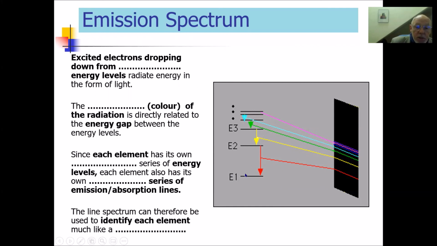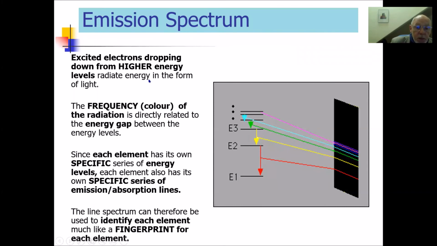So that's in pictures, and here we've got it in words. Electrons dropping from higher energy levels radiate energy. The frequency or the color of the radiation is directly related to the gaps in energy, because each element has a specific series of energy levels. They therefore have specific absorption lines, and the line spectrum can then be used to identify an element. It can be the fingerprint of each element.